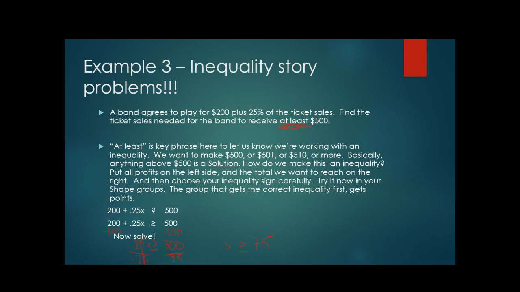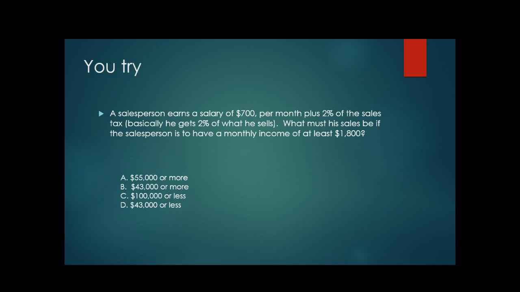So you could have 75 tickets, or 76 tickets sold, or 77, 78, etc.